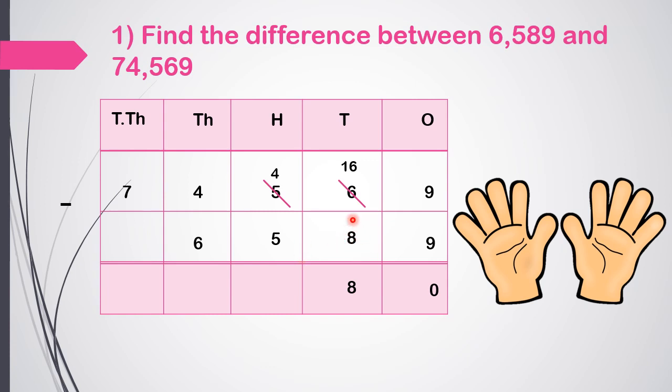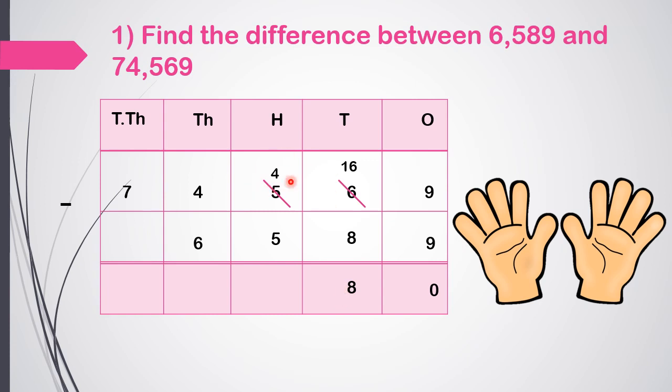So you have to start from the number after the smaller number. What is the smaller number here? 8. So after 8: 9, 10, 11, 12, 13, 14, 15, 16. So here we stopped. Here we got 16. So you have to find out how many fingers we used here. 1, 2, 3, 4, 5, 6, 7, 8. So the answer is 8.